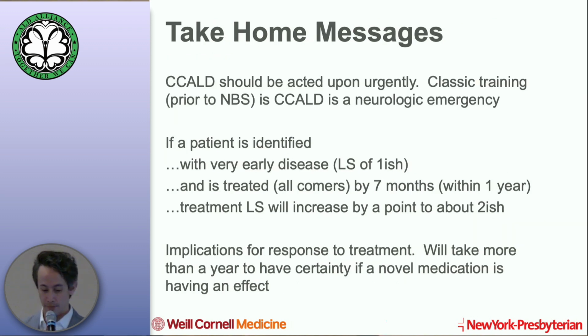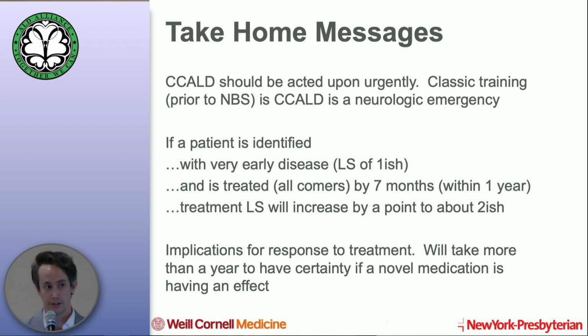So again, I'm going to come back to the take-home messages here. Cerebral ALD should be acted upon urgently. It is a neurologic emergency. Here's what the expectation should be. We should really be treating patients within 4 to 7 months, certainly less than a year. This is what I think the expectation is in terms of LES score changing over time. And I'm speaking to multiple levels in the audience here, but this also has implications for response to treatment.